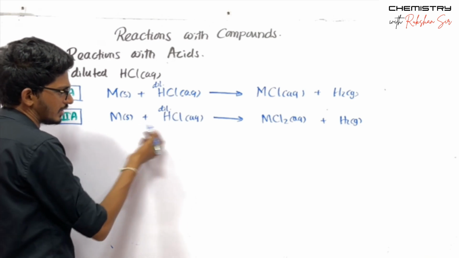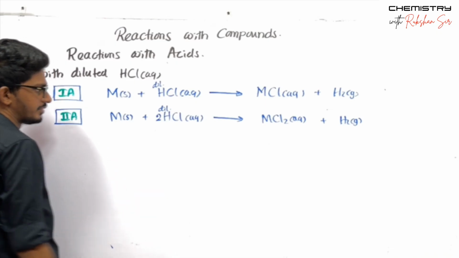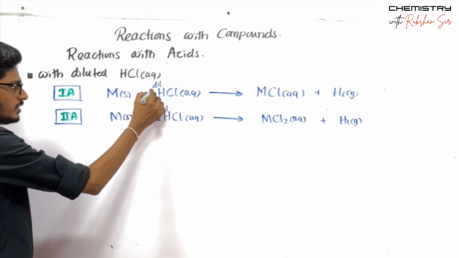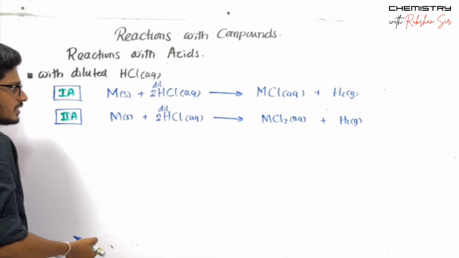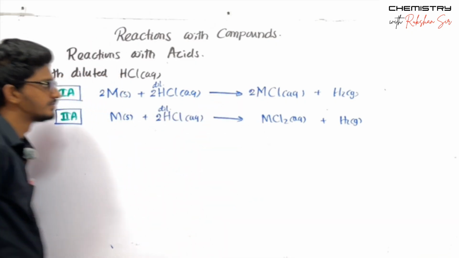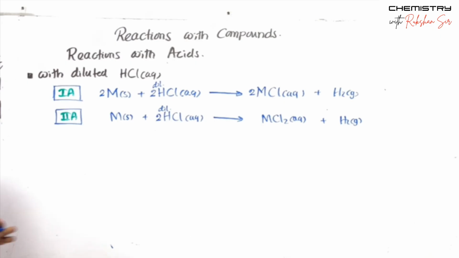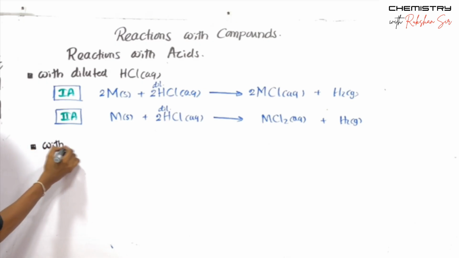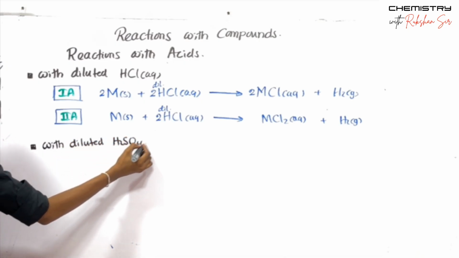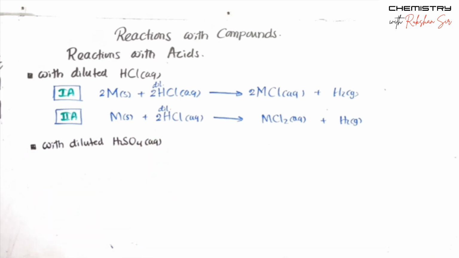Not that much hard, right? You can have some 2 here to balance the stuff. In this case, again you need some 2 here as H2 is produced, so you need some 2 here and here as well. With dil H2SO4 also you would observe that salt and H2 are produced. The same stuff, right?